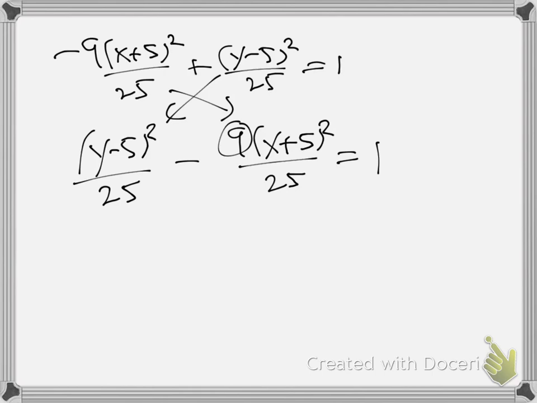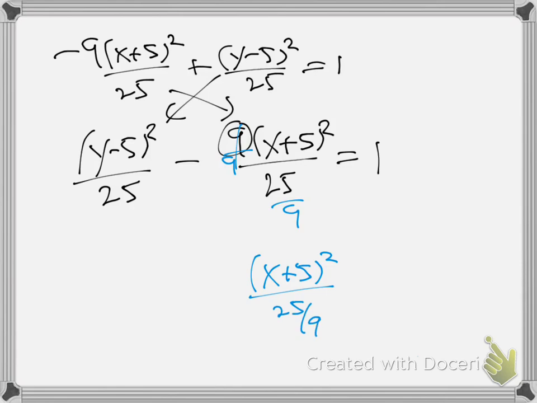I must make it look different without being different. Otherwise, I'll have no idea what's down here. It's not just 25. I've got to do something about that 9. I'm not supposed to have it up there. What could I do? You could just divide top and bottom by 9. Boom. So I just divided top and bottom of that fraction. I did the same thing to the top and bottom. So now it is x plus 5 squared over 25 ninths, y minus 5 squared over 25 equals 1.